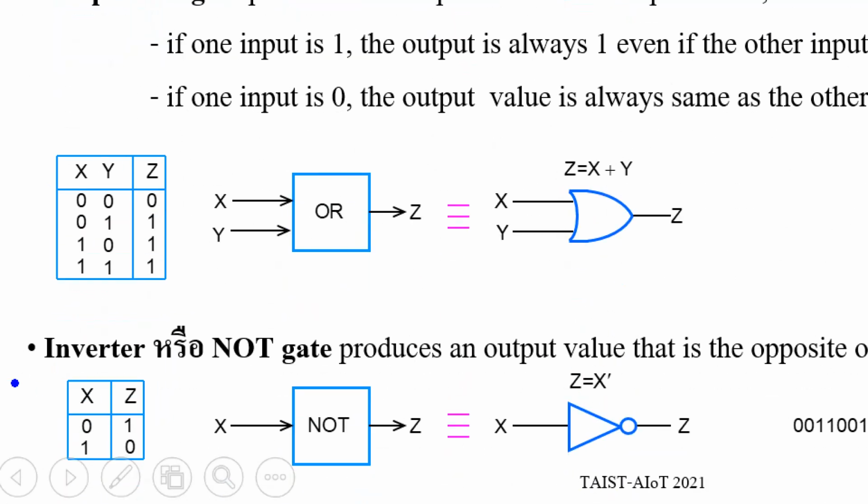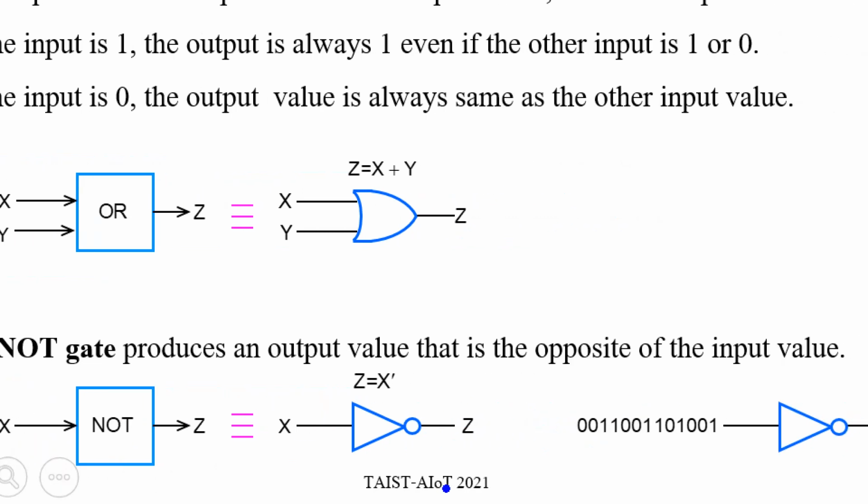Okay, next, inverter. The output will be opposite to input. Namely, when input is 0, output is 1. When input is 1, output will be 0. For the symbol, we use this triangle and circle at the output. Or in equation and expression, sometimes we use x prime, sometimes we use x bar. It means inverted input.